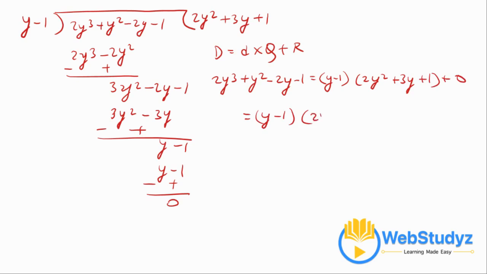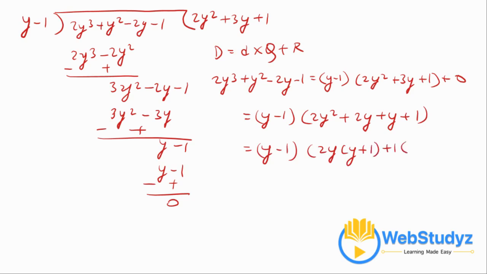which can be split as 2y square plus 2y plus y plus 1. So this can be written as y minus 1 into, taking 2y common, we get y plus 1, plus, taking 1 common, we get y plus 1. So from here we get 3 factors as y minus 1, y plus 1 and 2y plus 1.